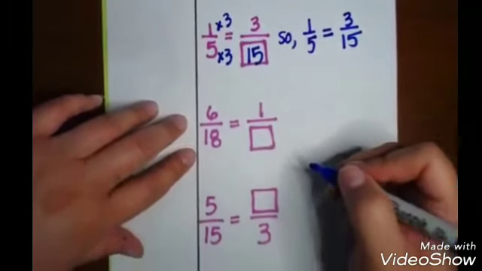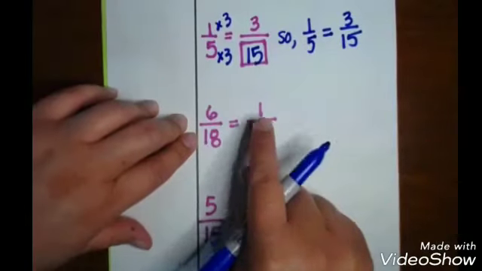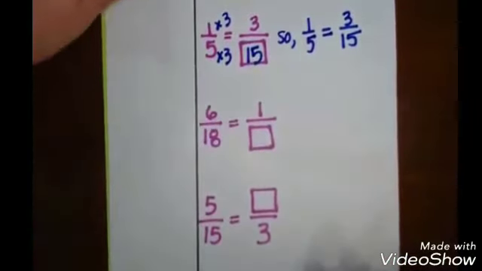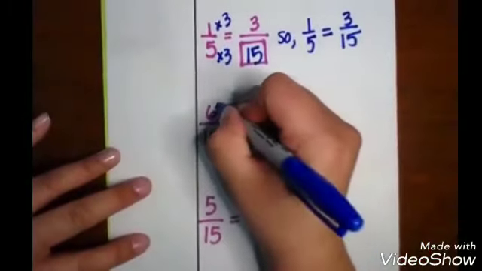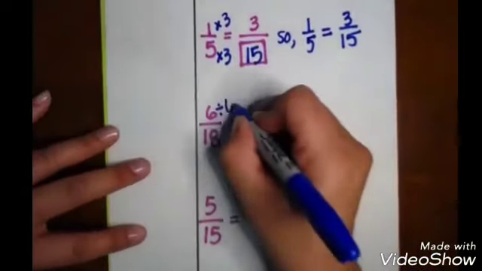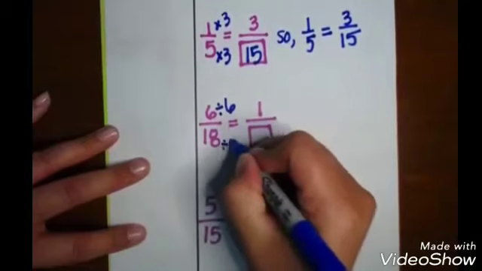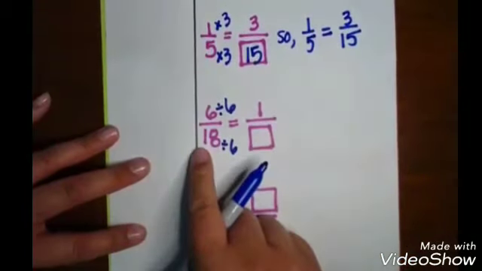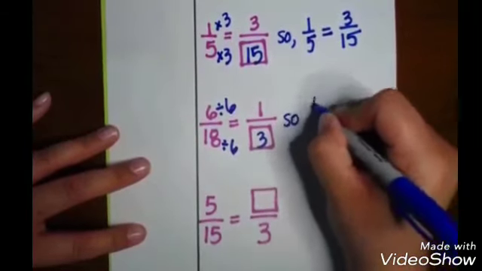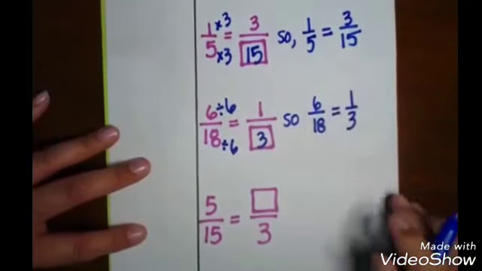Now, look at this example. The numbers from left to right are decreasing. Not the value of the fraction, just the numbers. That means I am going to divide. So I'm going to ask myself, 6 divided by what equals 1? So that would be 6. 6 divided by 6 is equal to 1. So whatever I do on the top, I have to do on the bottom. 18 divided by 6 is equal to 3. So 6/18 is equal to 1/3.